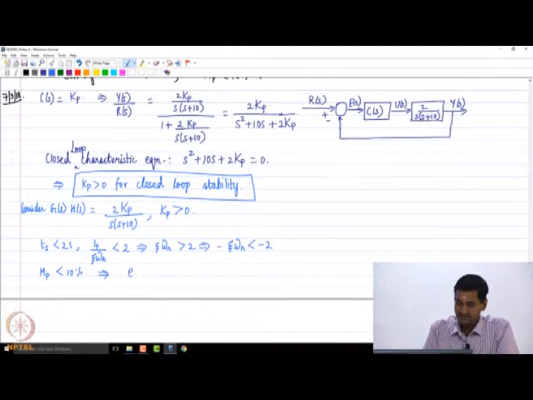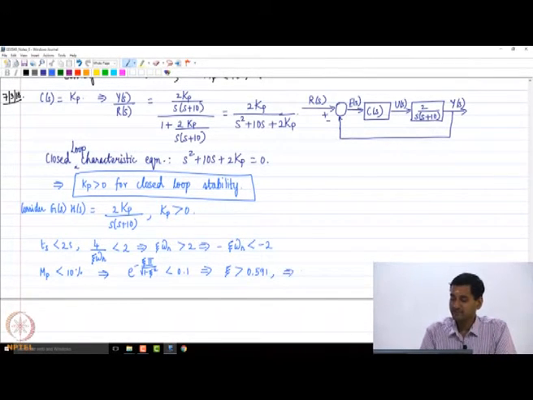So Mp less than 10% means, please recall, e power minus zeta pi divided by square root of 1 minus zeta squared should be less than 0.1, right. So this gave us zeta should be greater than, I think if I recall vaguely, it was around 0.591 or something like that, right. So this implied that the angle beta should be less than some 53.76 degrees, right. That's what we had. Okay.